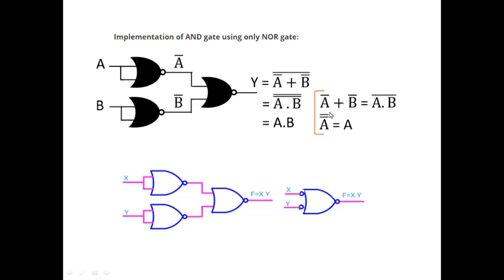From De Morgan's law, individual complements of OR can be replaced by the whole complement of AND. So this is the De Morgan's law. If you apply it over here, this becomes (A dot B) double complement. And we also know that A double complement is equal to A. That implies (A dot B) whole double complement is equal to A dot B. So this is how you can implement an AND logic using NOR gates.